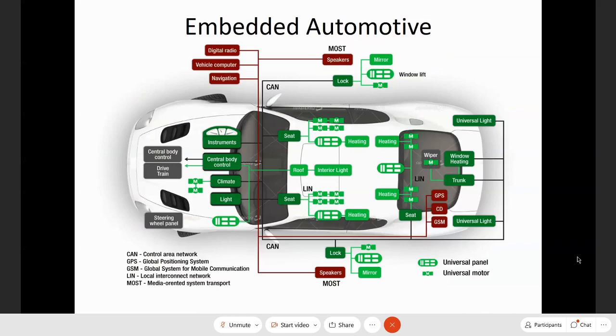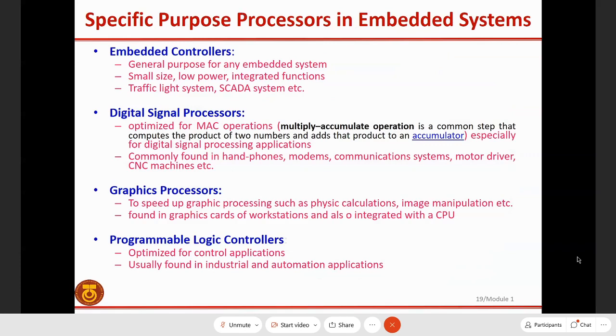This is just another automotive example. There are a lot of applications there. These are specific purpose processors in embedded systems. For an embedded system, you cannot just have an Arduino to control a digital signal processor, a graphic processor, or something like a programmable logic controller, because they have a different architecture that needs to be able to process the data according to its needs. For example, an Arduino cannot simply do digital signal processing. It has to have a specific processor for it.